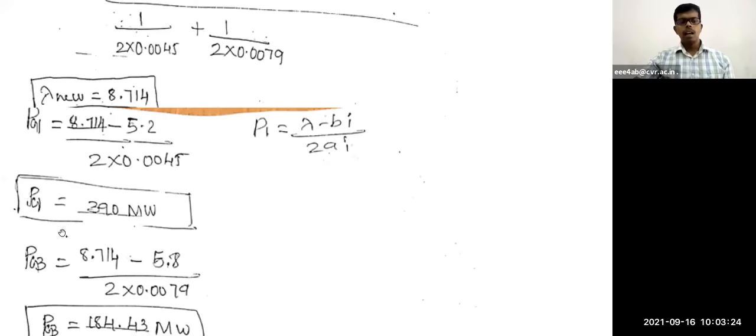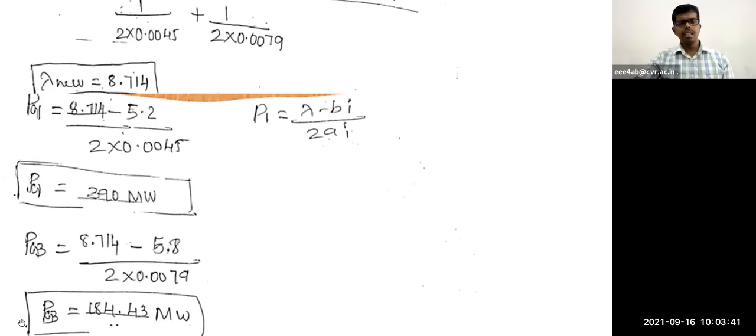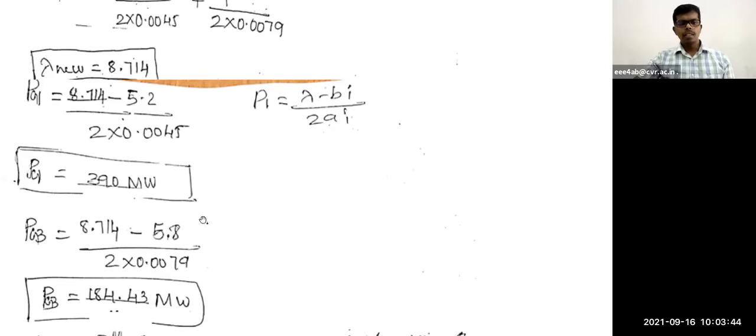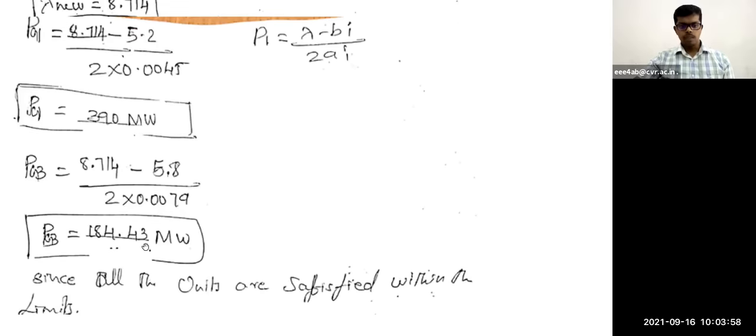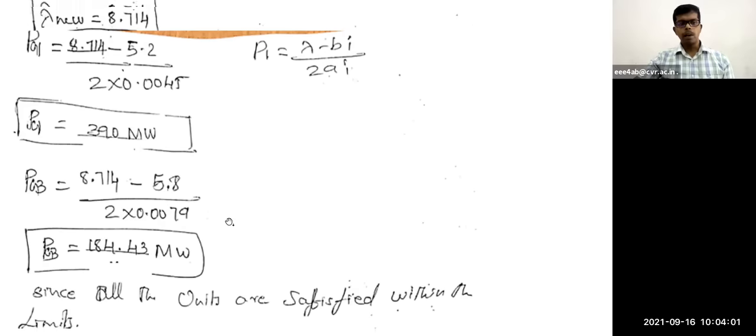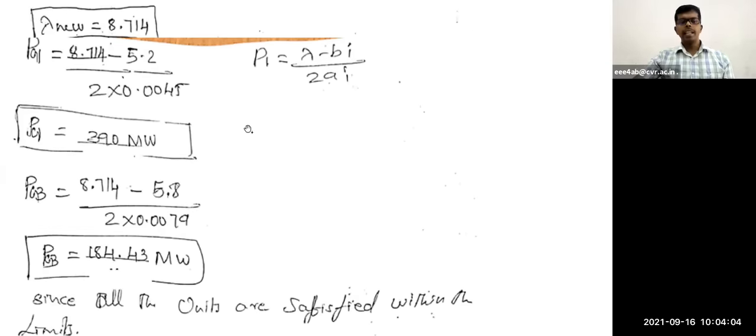Don't substitute as I did. For simplification in writing on the board and in the notes, I have written the simplification, but you have to write the formula and substitution, then you go for finding out the answer. Next, PG3 is equal to, after calculating all this coefficient, that is coefficient of B3 divided by 2a3, so 5.8 divided by 2 into 0.007. So after this, we are getting PG3 value as 184.43 megawatt. 184.43 megawatt. After this, finally you write the answer also.